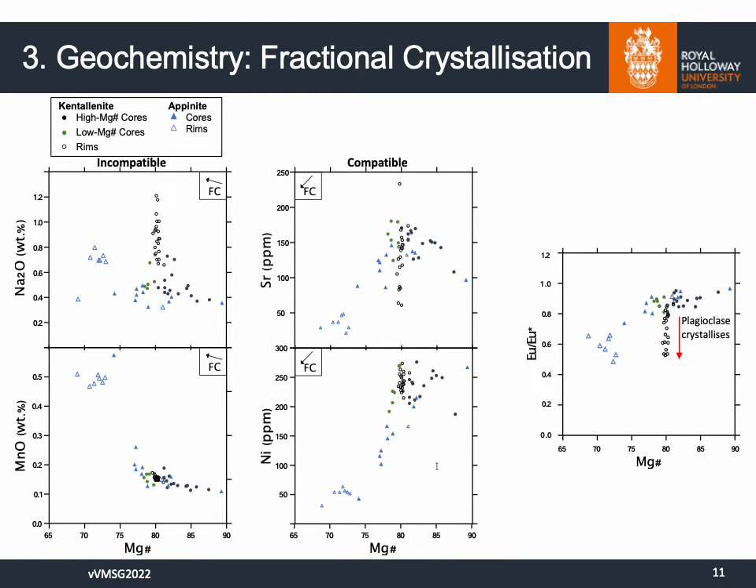The Appinite data shows trends typical of fractional crystallization. The above graph plots Mg number against various elements to assess this, and we see increases in relatively incompatible elements, sodium and manganese, and decreases in compatible elements such as nickel and strontium from core to rim, as crystallizing mafic phases preferentially sequester the latter elements from the melt. Similarly, a negative europium anomaly is obvious for the rim compositions, as plagioclase later incorporates europium. You'll notice that the rim compositions for the Kentallenite do not follow such trends, with sodium concentration much higher than expected and manganese values being closely distributed.